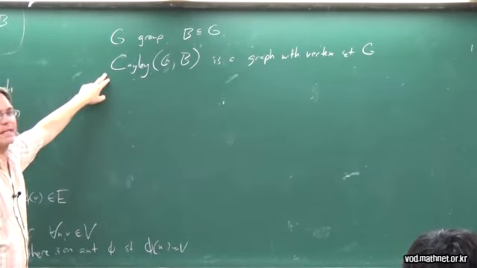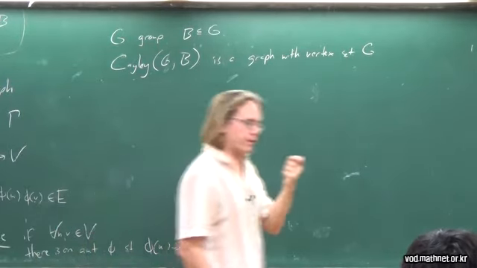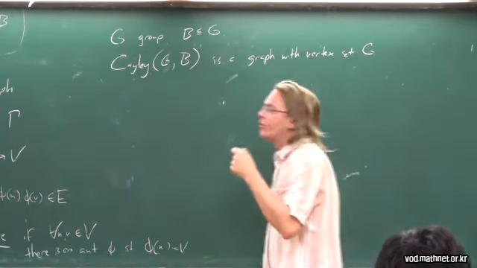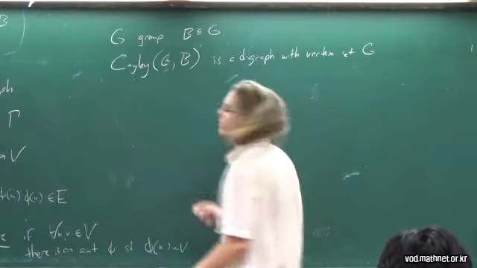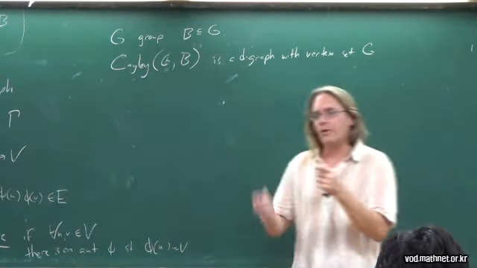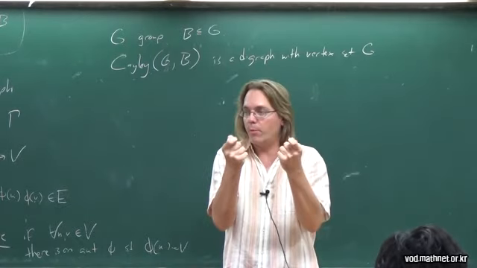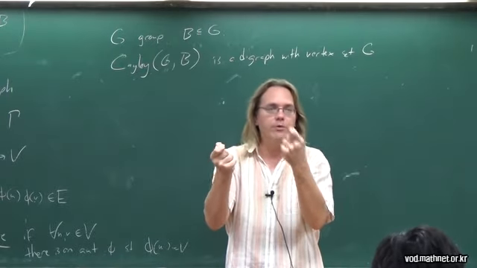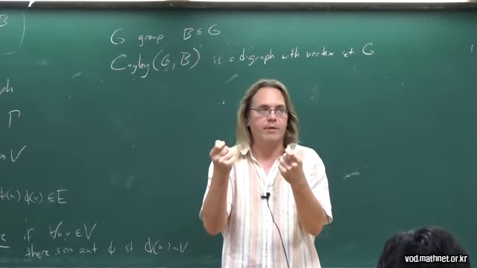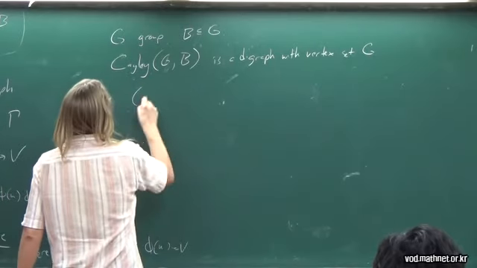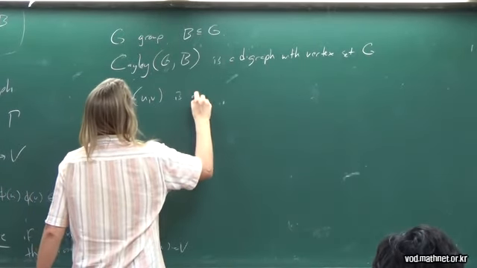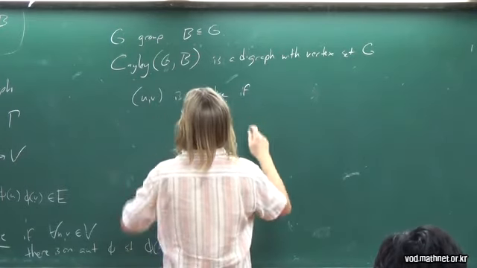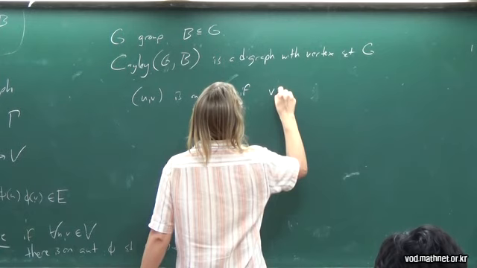So this is a graph with vertex set G, and the rule is that you're going to have an edge. Oh, I should say this is a digraph. It's going to be a directed graph. So the rule is you have an edge from u to v. Now u and v will both be elements of the group G. You're going to have an edge from u to v if you can get from u to v by right multiplying by something in the set B. So (u, v) is an edge if you can get from u to v by multiplying by something in B on the right.